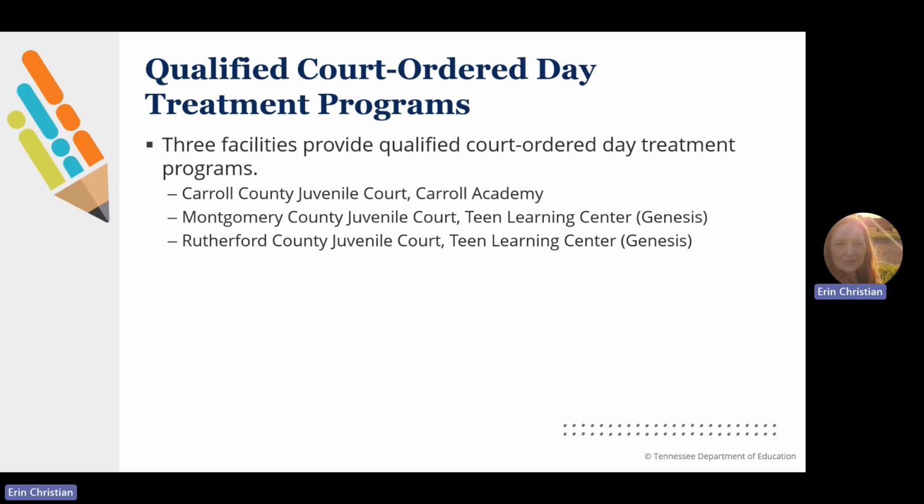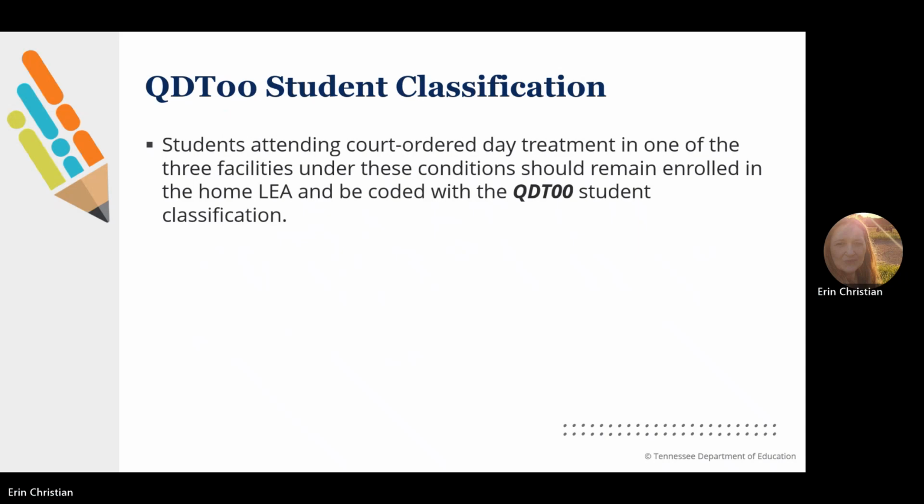Three facilities provide qualified court-ordered day treatment programs. They are Carroll County Juvenile Court, Carroll Academy; Montgomery County Juvenile Court, Teen Learning Center, Genesis; and Rutherford County Juvenile Court, Teen Learning Center, Genesis. QDT 00 student classification. Students attending court-ordered day treatment in one of the three facilities under these conditions should remain enrolled in the home LEA to be coded with the QDT 00 student classification.